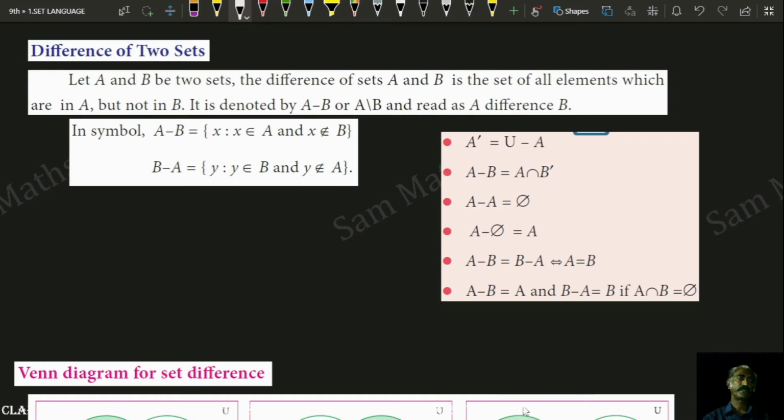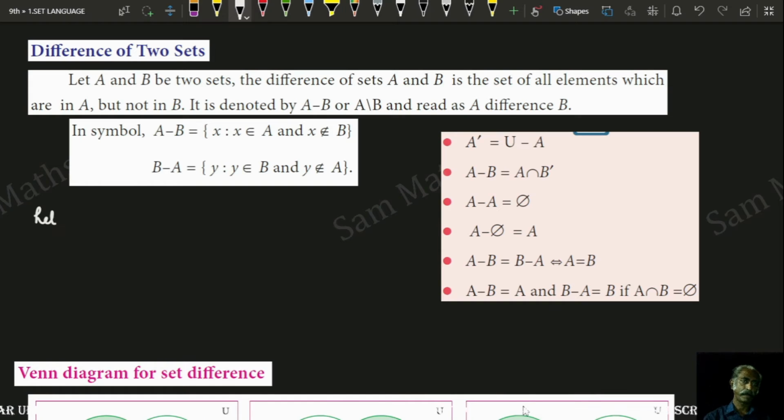Difference of two sets. Let A and B be two sets. The difference of sets A and B is the set of all elements which are in A but not in B. It's denoted by A minus B or A difference B, and read as A difference B. In symbols, A minus B is equal to the set of x such that x belongs to A and x does not belong to B. The same thing, B minus A means it should be in B but not in A.